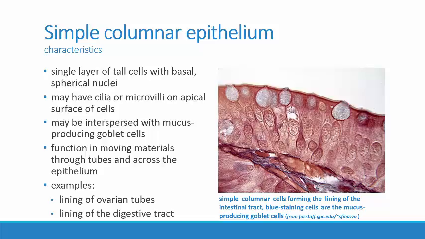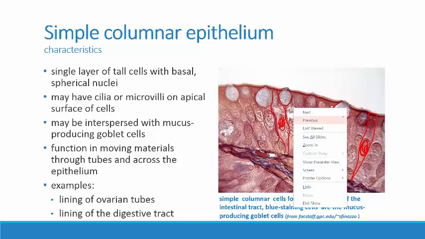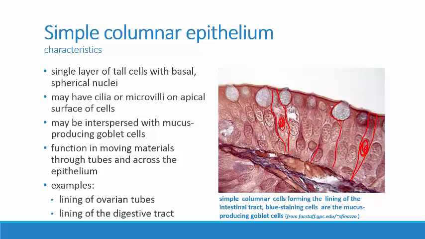Next is simple columnar epithelium, and again a single layer of cells. Usually the cells are tall, and usually there's a basal spherical nucleus. Let's see if we can find one. Okay, here's one. There's its nucleus. Here's another one, and there's its nucleus. And then we also have these goblet cells. They're the ones that stain blue. Goblet cells produce mucus, while the rest of the cells are there forming the lining.